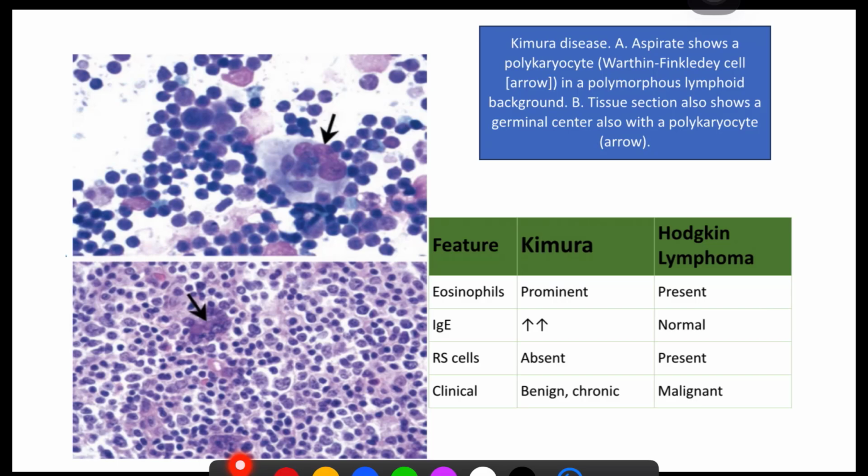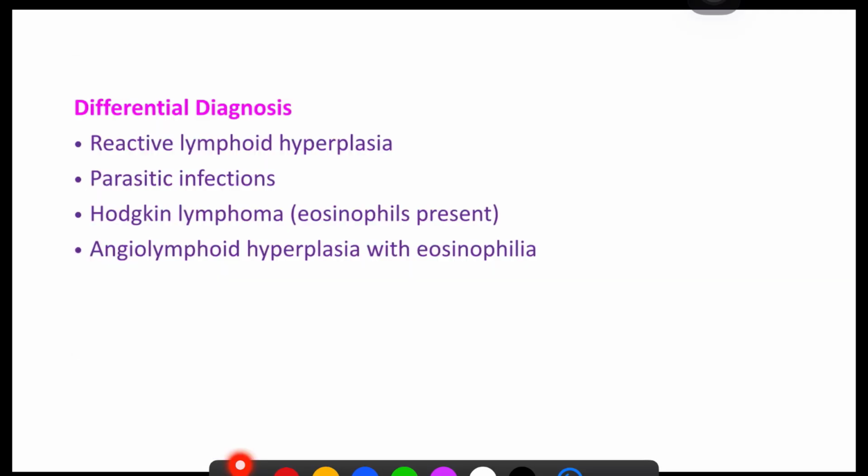These types of cells are also seen in Hodgkin's lymphoma. So how to differentiate? With the help of eosinophilia: IgE is increased in Kimura, RS cells are absent, and clinically it is benign and chronic, while Hodgkin's lymphoma shows eosinophils present but not prominent, normal IgE level, and presence of Reed-Sternberg cells. Differential diagnosis: all the entities of polymorphous pattern.